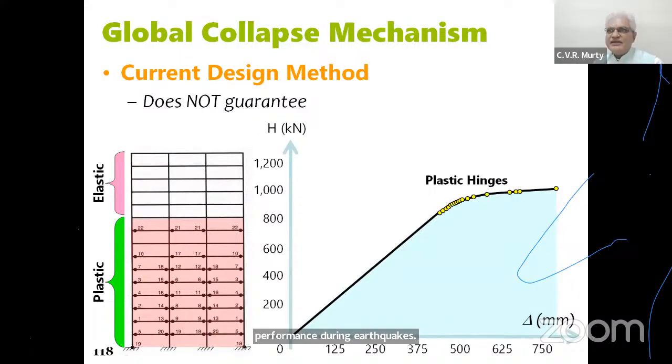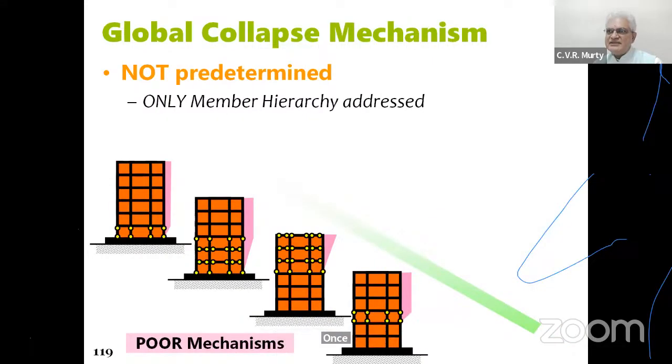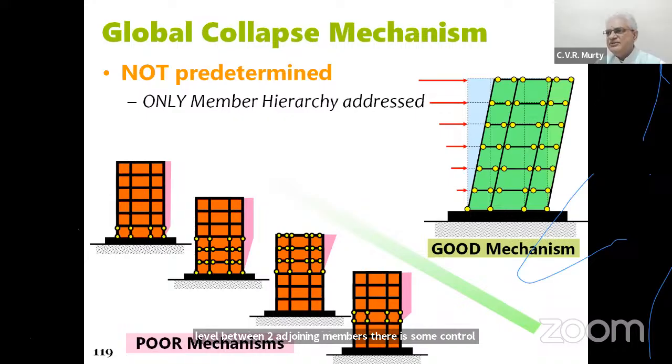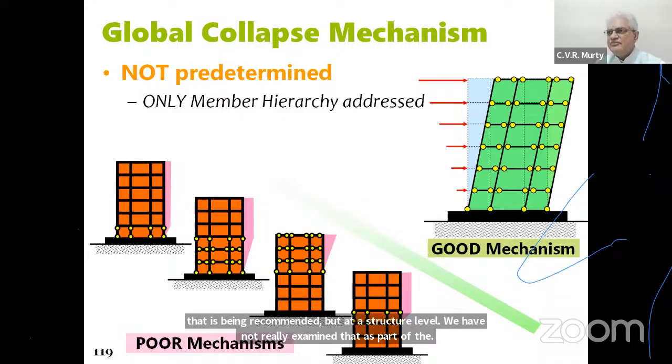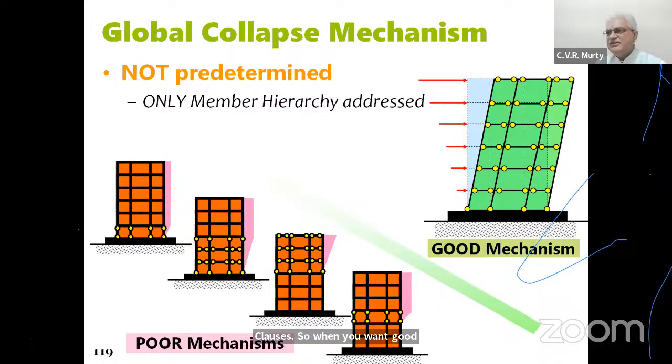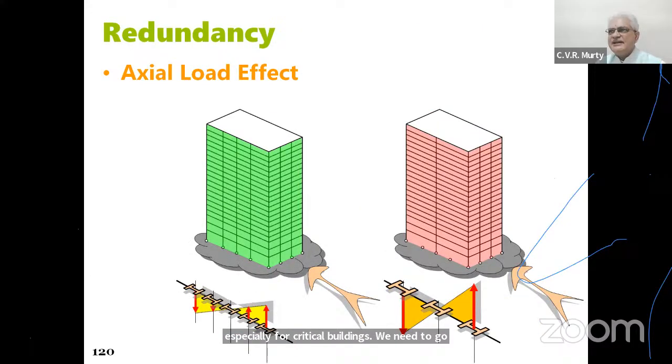Once again, the current design doesn't guarantee this, and that is why we now need to predetermine it, but the standards are currently not guaranteeing it. Only member hierarchy is getting addressed, where between two adjoining members there is some control being recommended. But at a structure level, we have not really examined that as part of the clauses. So when you want a good mechanism, especially for critical buildings, we need to go through the reverse loop also and get the best in that.